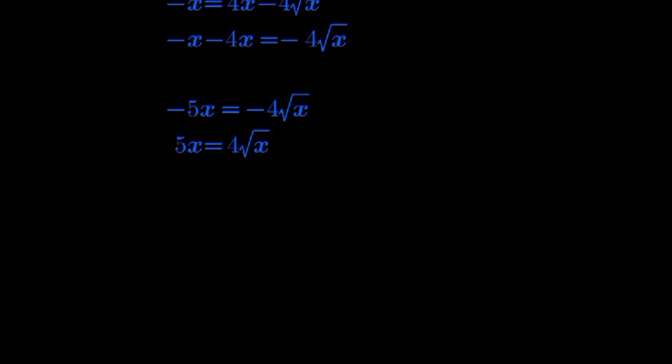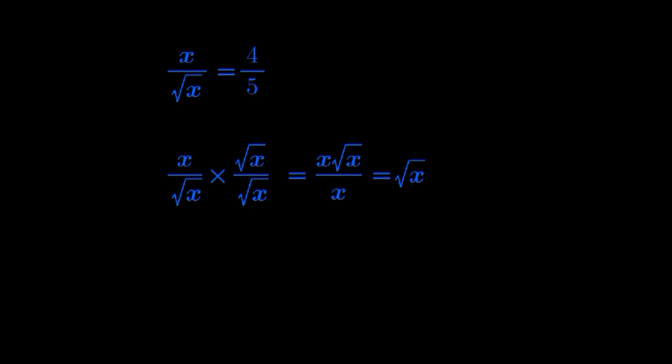Now with this, we have that x all over the square root of x is equal to 4 all over 5. Now if you look at the left hand side of the equation, we see that to solve for the value of x, we have to rationalize. So this will give us that x all over the square root of x multiplied by the square root of x all over the square root of x. So this is going to give us x square root of x all over x. Now this x is going to cancel this x, and we'll be left with the square root of x.